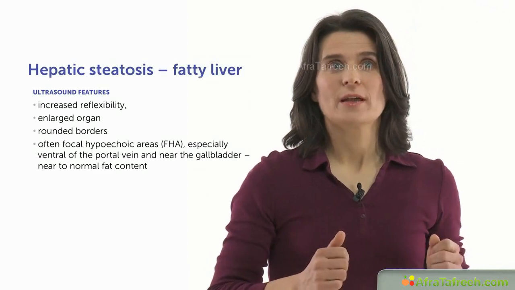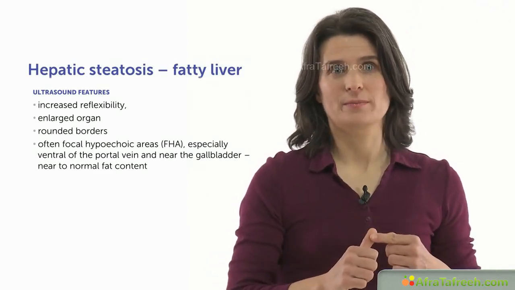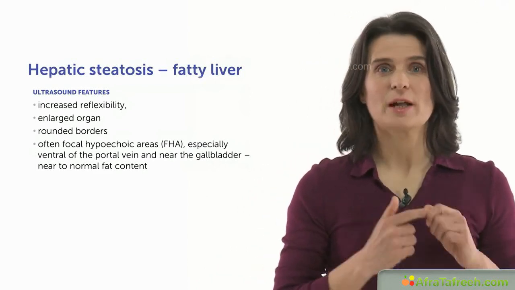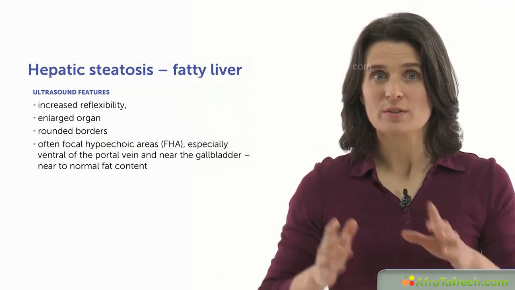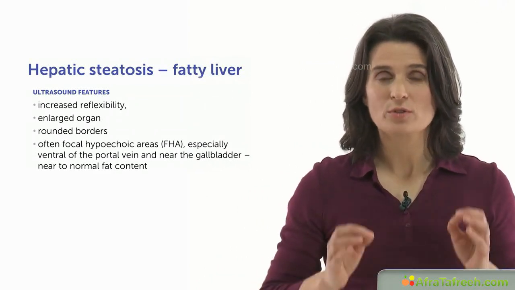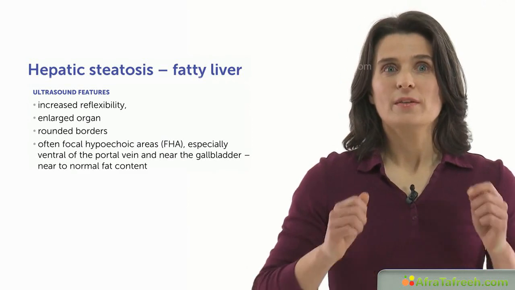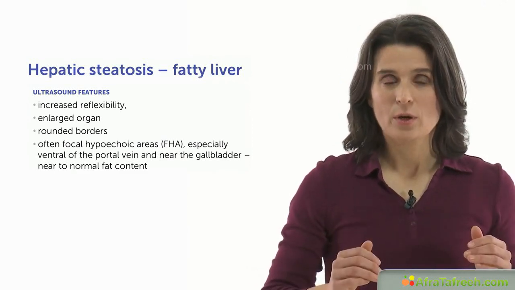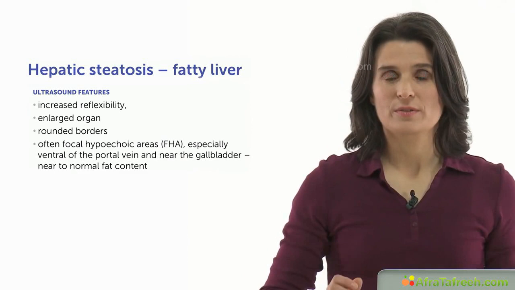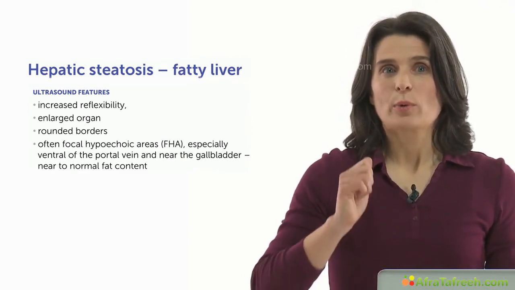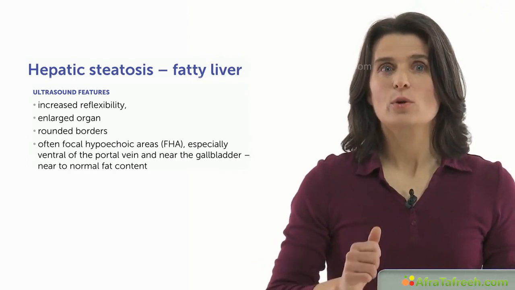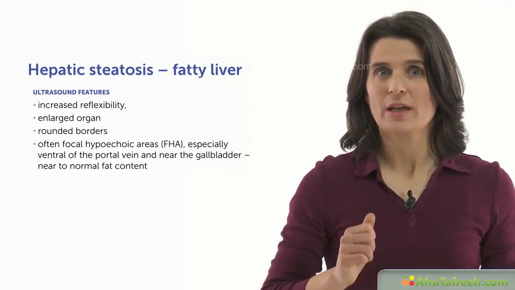Now, let's sum up the ultrasound features of hepatic steatosis. We've seen an increased reflexibility. Fat and fatty tissue in liver ultrasound has a high echogenicity, and especially in comparison with the kidney, the liver looks a lot brighter than normal. The organ is also enlarged with somehow rounded borders, not the normal acute angle at the inferior border. And we quite frequently can find the so-called focal hypoechoic areas.